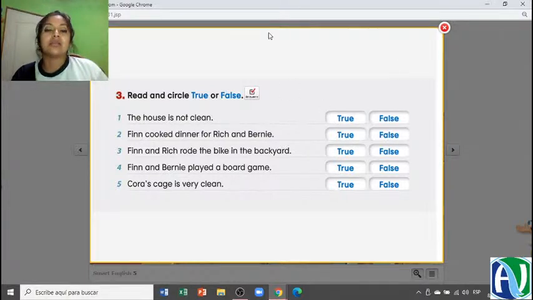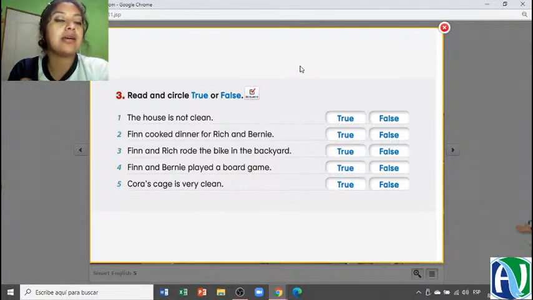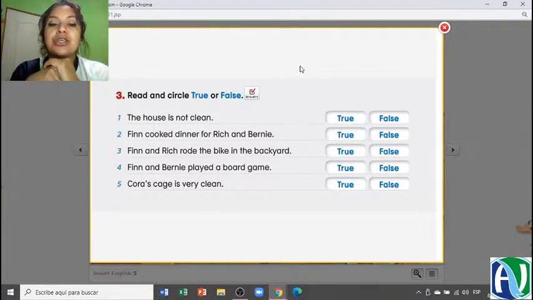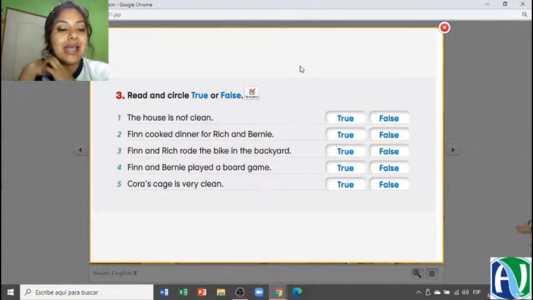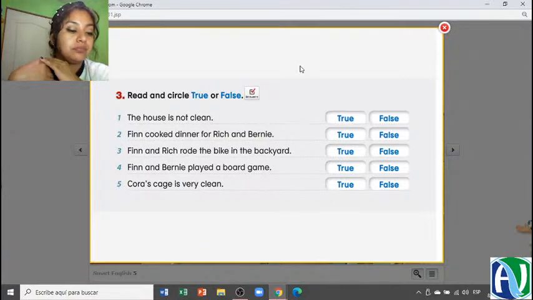Entonces, vamos ahora sí. The house is not clean. True or false? Number two, Finn cooked dinner for Rich and Bernie. Try to think, try to remember, and tell me. Then we have number 3 that says Finn and Rich rode the bike and the badger.